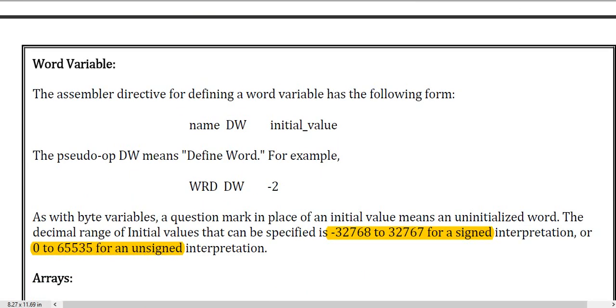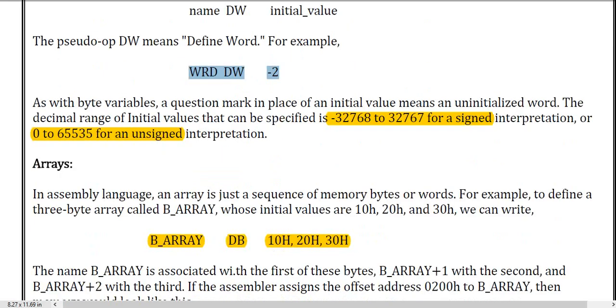Now moving to the word variable. First the name, then DW, then the initial value. In here the name is WRD and then the value is -2. Here DW denotes the word, which can range over this section if it is signed, and if it is unsigned then it can be from 0 to 65535.